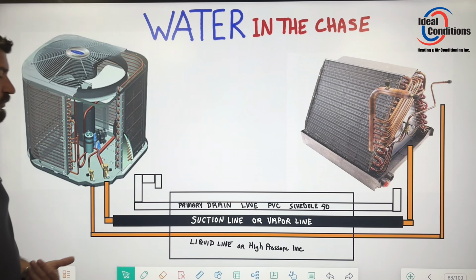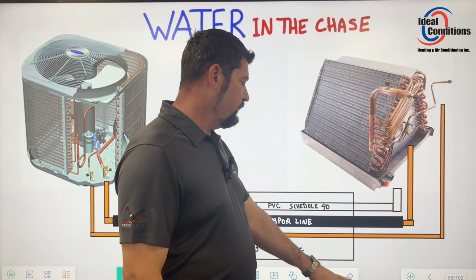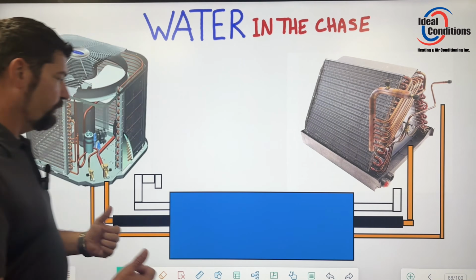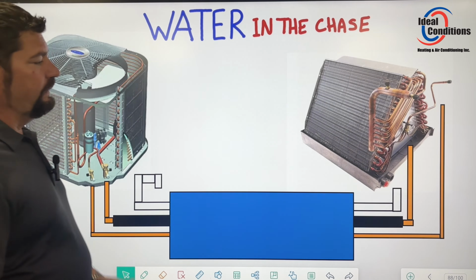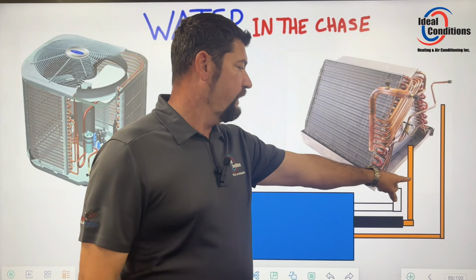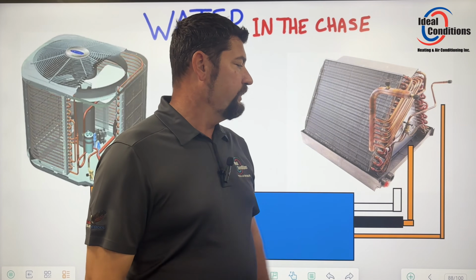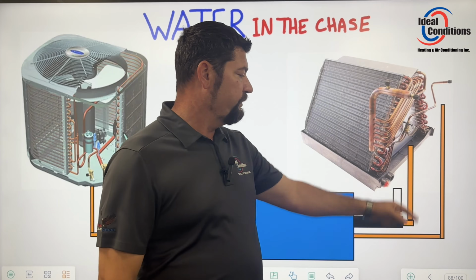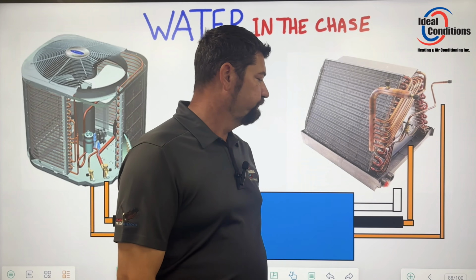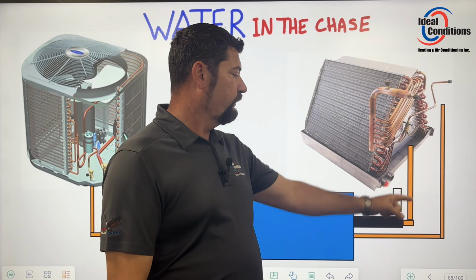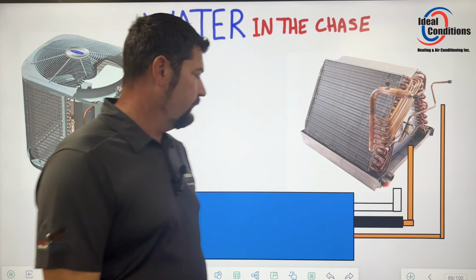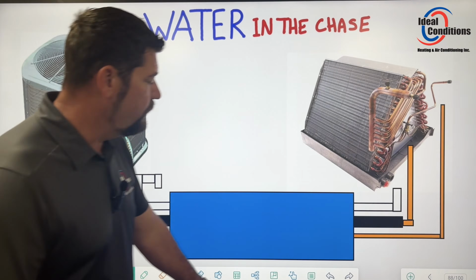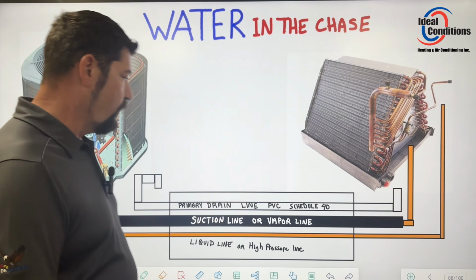So how do you know if there's water in the chase? A very simple way of doing that is you can take your thermal clamp, right, and you can clamp it right here at your evaporator coil, and you can measure what that temperature is, right? And say that temperature there says, let's just say it says 58 degrees, and out here it says 58 degrees. Well, then I know that my chase has no water in it.